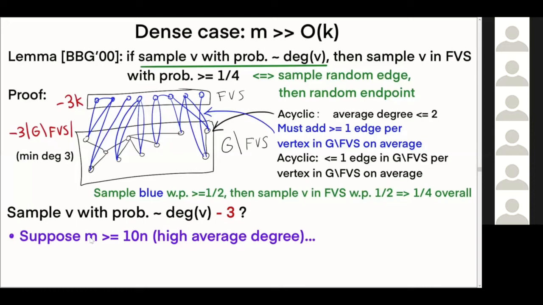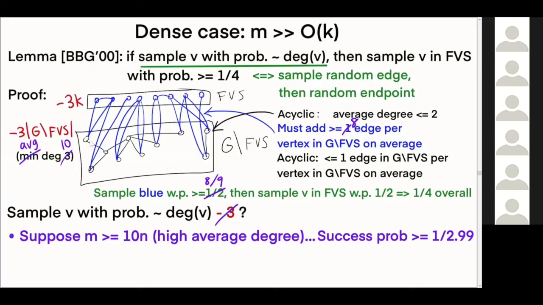So in this case, we want to modify our proof of Becker et al. and see why this will give us a much higher success probability. For simplicity, for this case, let's ignore the -3 in our sampling. So suppose the graph is dense, let's just repeat Becker et al., and we'll show that this actually gives us a good success probability. So why is that? Well, now if m is at least 10n, then the average degree is at least 10. Actually, I guess it's like 20, but it's at least 10 in particular.